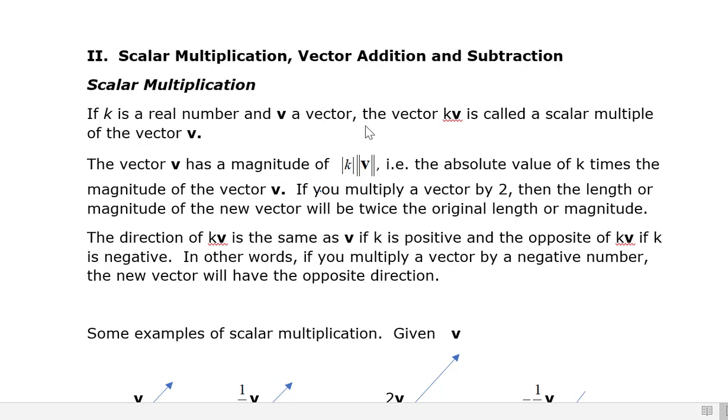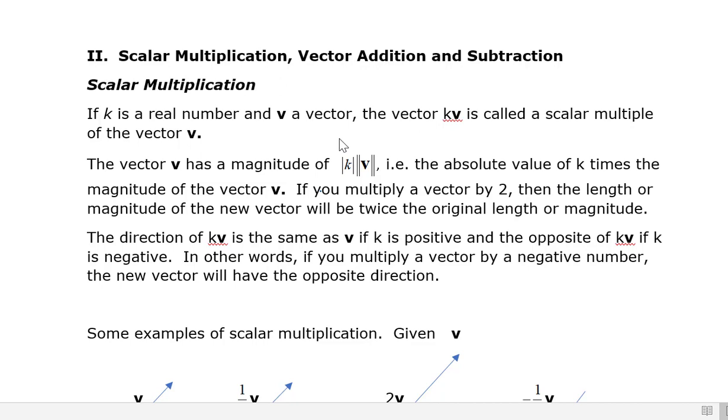When you multiply a vector by a scalar, you have a new vector, called the scalar multiple of that vector. If you want to find the magnitude of the new vector, you take the absolute value of k. Remember, magnitude is just a distance or a length, so it's going to be positive. The absolute value of k times the magnitude of the vector gives you the new magnitude.